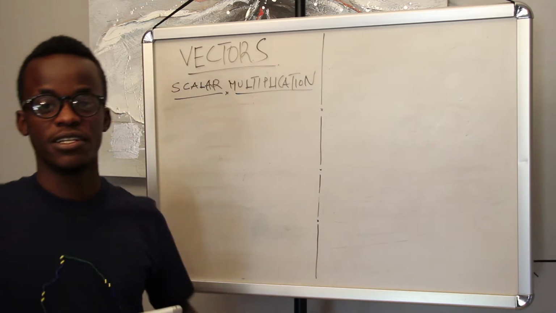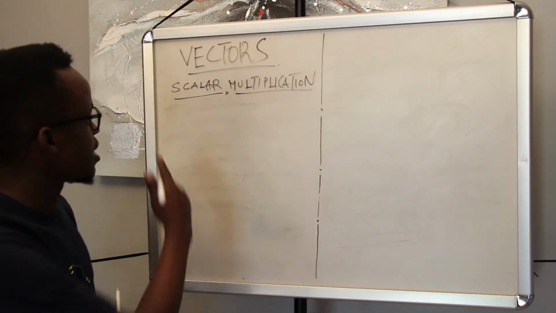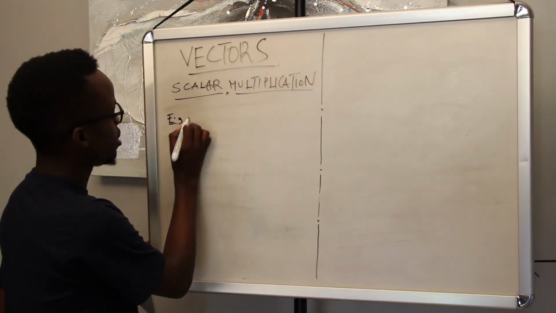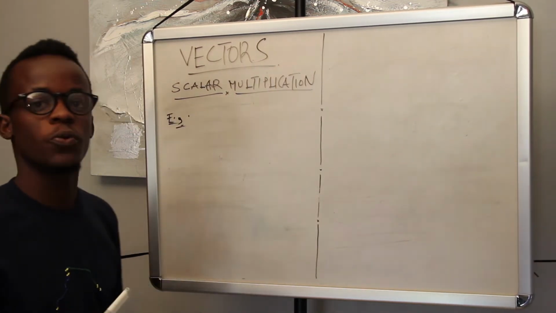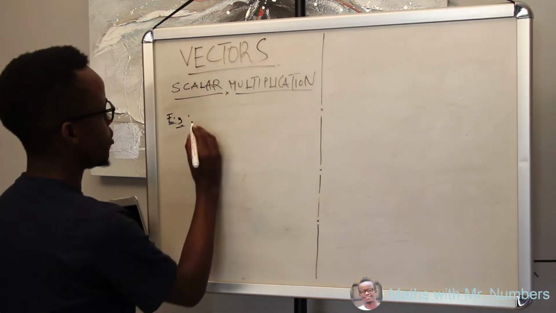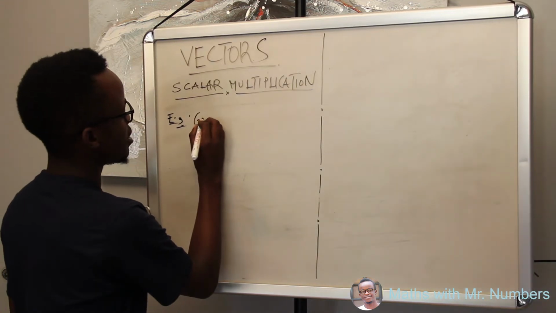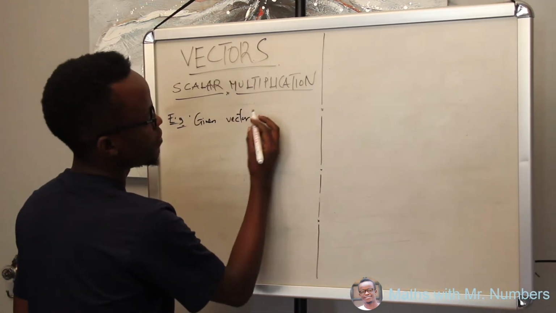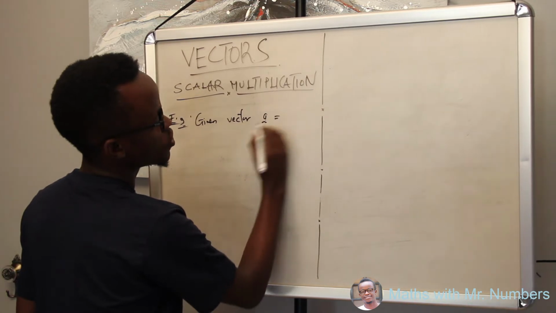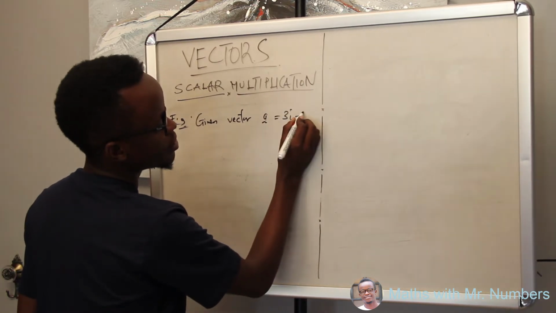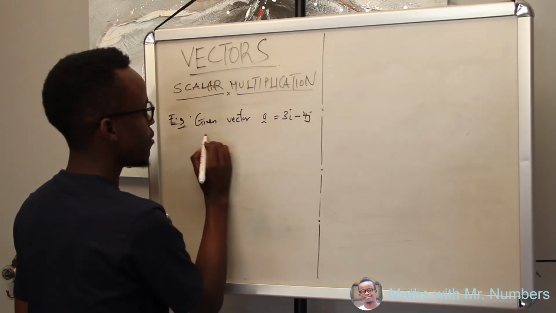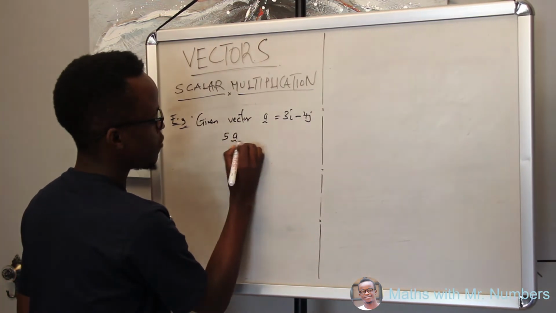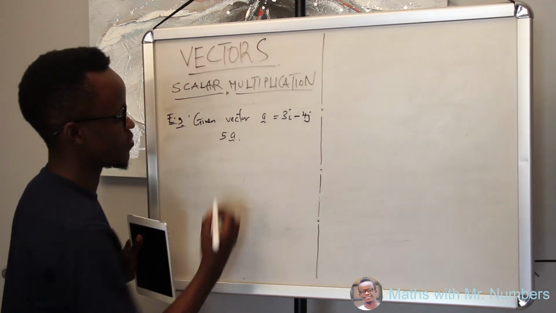Hi, I'm Mr. Number, and again we are going to discuss scalar multiplication. In scalar multiplication, we are going to multiply a number with a certain vector. For example, given vector A as 3i minus 4j, you have to find, let's say, 5 times vector A.